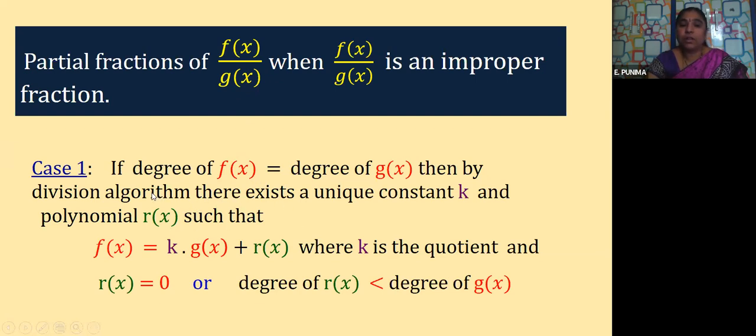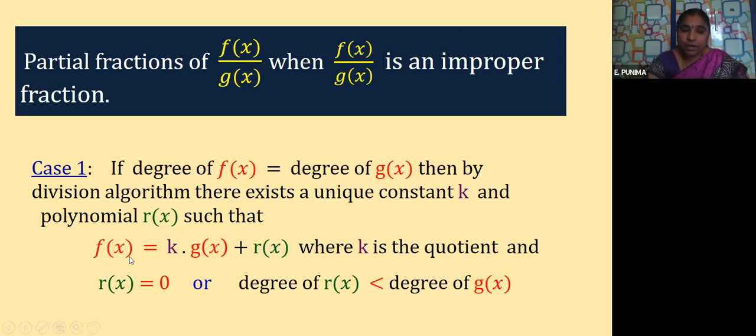There, by the division algorithm. Division algorithm means what? Euclid's division algorithm was there, no? In 10th class we learnt about it. a is equal to bq plus r. What is it? Dividend is equal to divisor into quotient plus remainder. So in such a case, according to that, there exists a unique constant k and a polynomial r of x. What are these two? k is the quotient and r of x is your remainder.